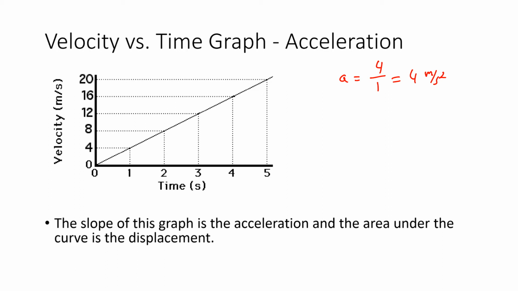And then our displacement is going to be the area under this curve, so under here. If we want to do this triangle right here, it'd be 1/2 base times height. So it'd be 1/2, our base would be 5, and our height would be 20. So our displacement would be 50 meters.